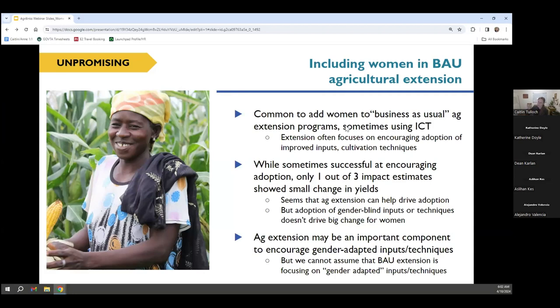And so once again, this is bringing us back to this core issue. What are the new agricultural techniques, technologies, adoptions being encouraged? And are they sufficiently gender adapted that women can overcome all the different constraints or work within all the different constraints to get all the way to increased income and control of income?